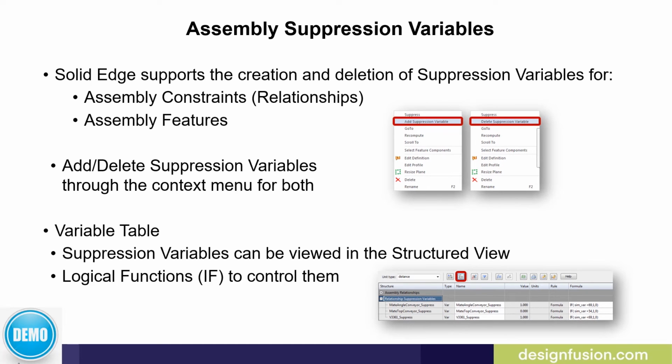Solid Edge supports the creation and deletion of suppression variables for assembly constraints and assembly features. And you can add or delete suppression variables through the context menu for both of these. In the variable table, suppression variables can be viewed in a structured view, and logical functions are used to control them. This allows you to turn on and turn off when you want, for example, constraints to take effect, and in combination with certain motors, you can create the following example.